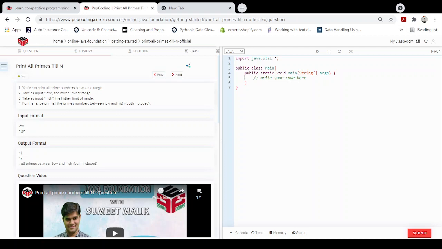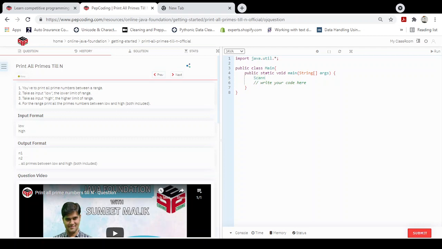Now take as input low, the lower limit of range. So in that example of 5 to 50, we'll have low as 5. Take as input high, the higher limit of range, so 50 will be the high limit. And for the range, print all the prime numbers between low and high. So the input format should be low and high, and the output format will be the numbers between them which are primes. So basically we need to take in inputs, so we need to utilize the scanner command.